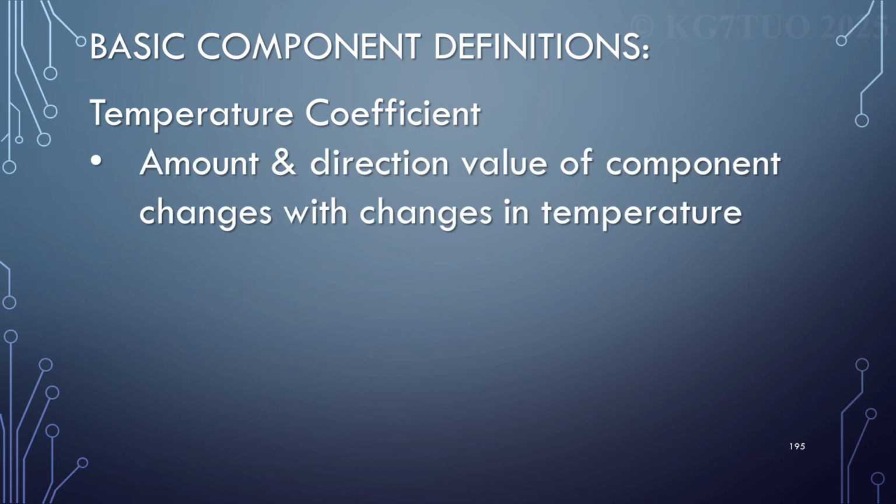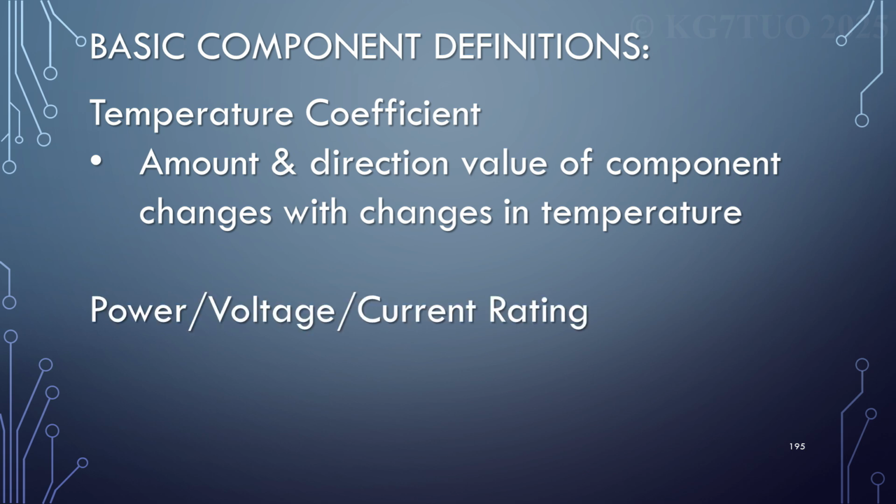Temperature coefficient is another term. It's the amount and direction the value of a component changes with changes in temperature. So that's how we can have a digital display that tells us what the temperature inside our radio is. We have a known one, which is called a thermistor, and we'll talk about those in a little while.